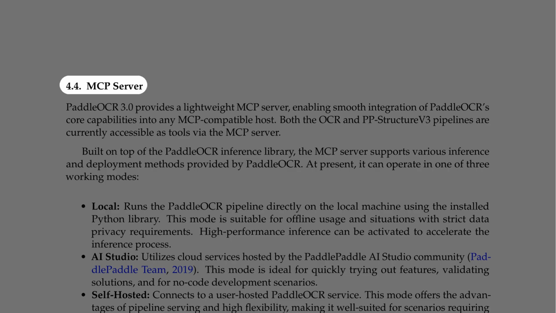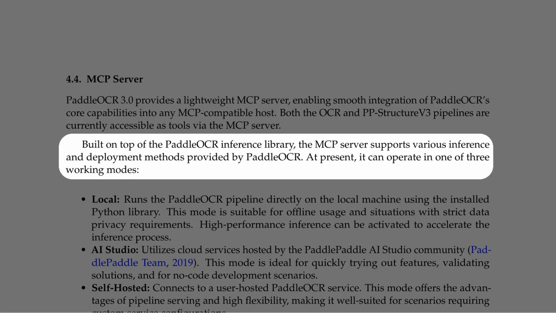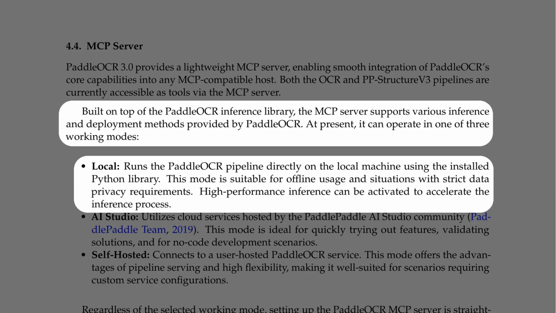4.4. MCP Server. PaddleOCR 3.0 provides a lightweight MCP server, enabling smooth integration of PaddleOCR's core capabilities into any MCP-compatible host. Both the OCR and PP-StructureV3 pipelines are currently accessible as tools via the MCP server. Built on top of the PaddleOCR inference library, the MCP server supports various inference and deployment methods provided by PaddleOCR. At present, it can operate in one of 3 working modes.